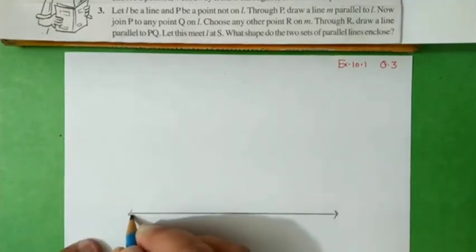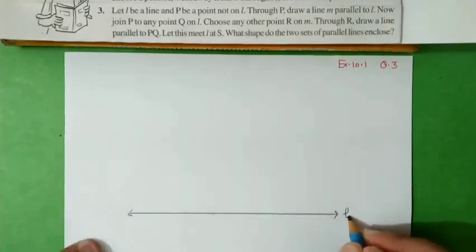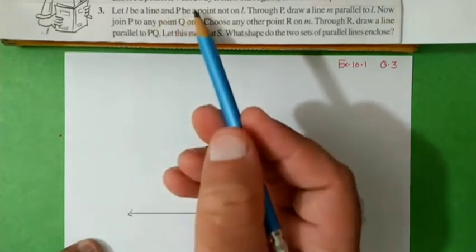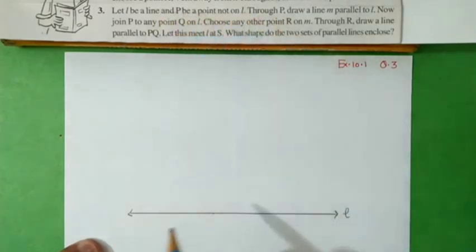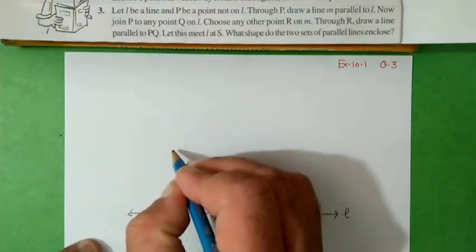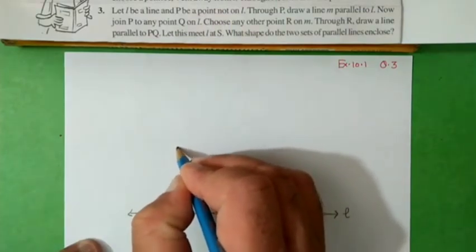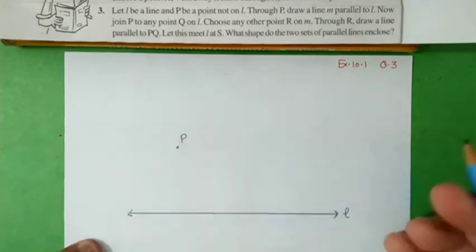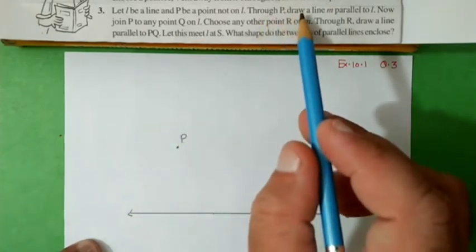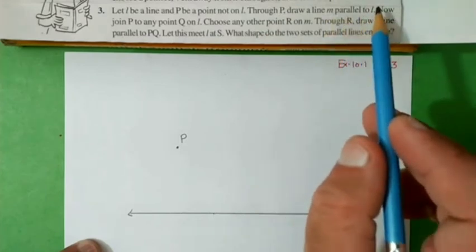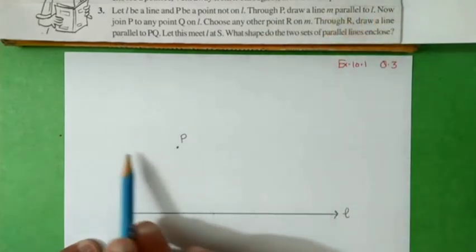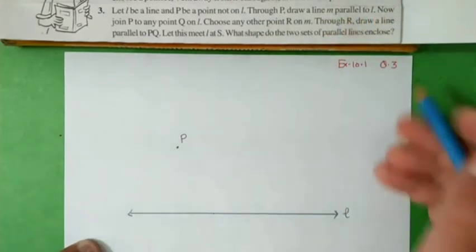So like this we can draw a line L. Okay, now P be a point not on L. The given point is not on line L, but is outside it. So here I can draw a point P. So through P, draw a line M parallel to L. So with the help of this point, we have to draw a line M here.